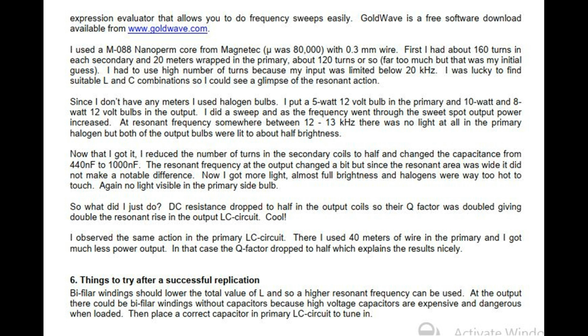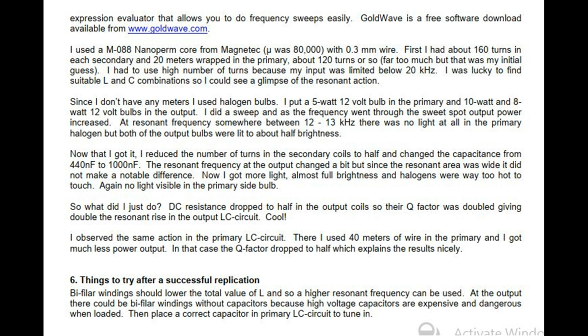www.goldwave.com. I used AM088 nanoperm core from Magnatech. Permeability was 80,000, with 0.3 mm wire. First I had about 160 turns in each secondary and 20 meters wrapped in the primary, about 120 turns or so, far too much, but that was my initial guess. I had to use a high number of turns because my input was limited below 20 kHz. I was lucky to find suitable L and C combinations so I could see a glimpse of the resonant action.